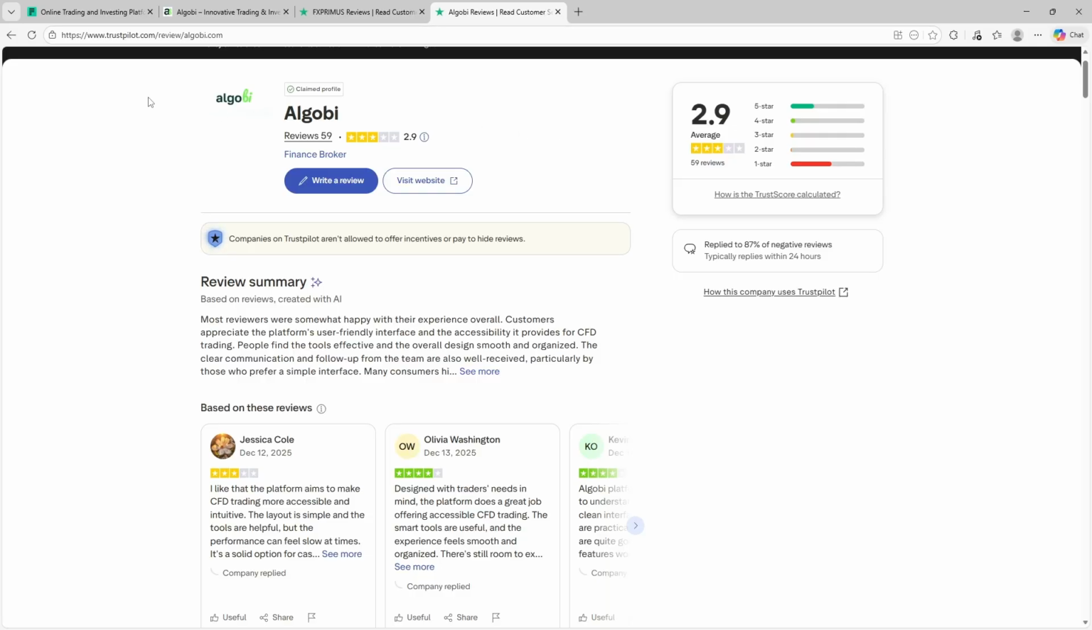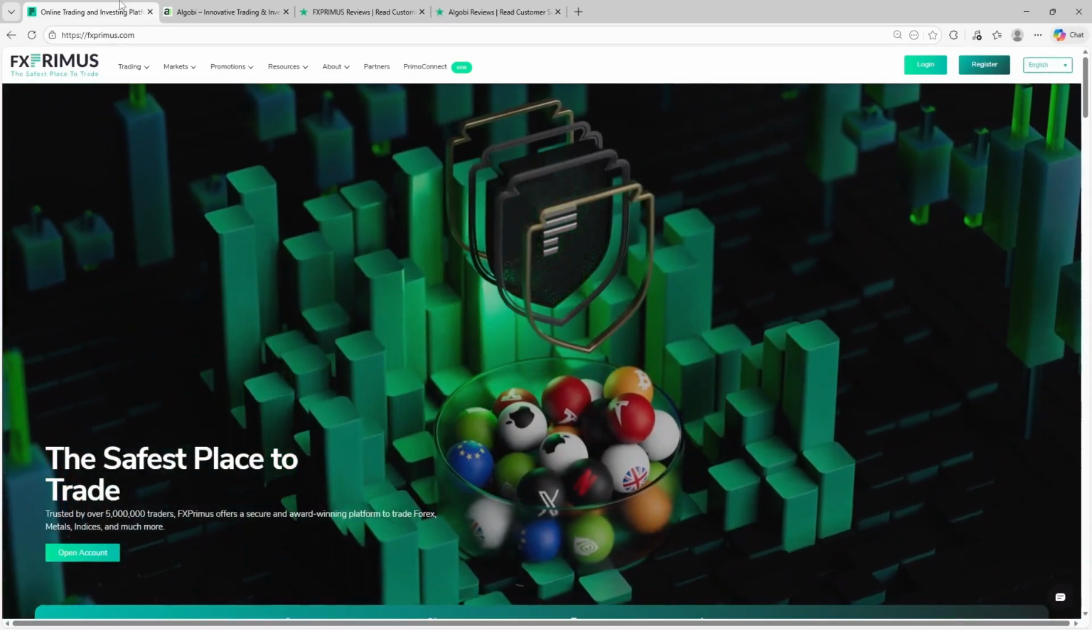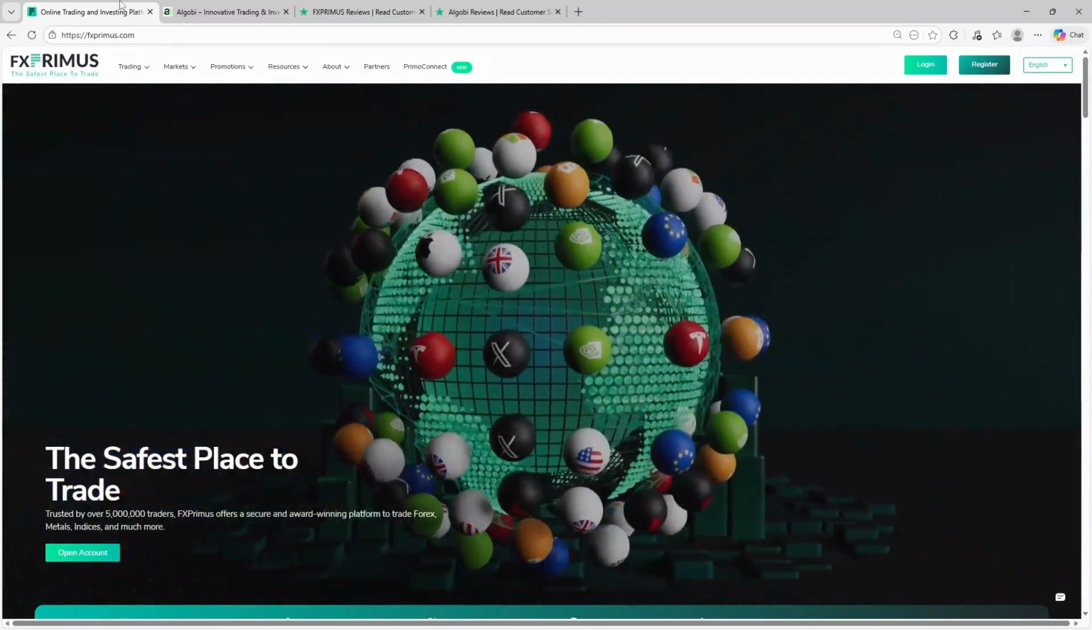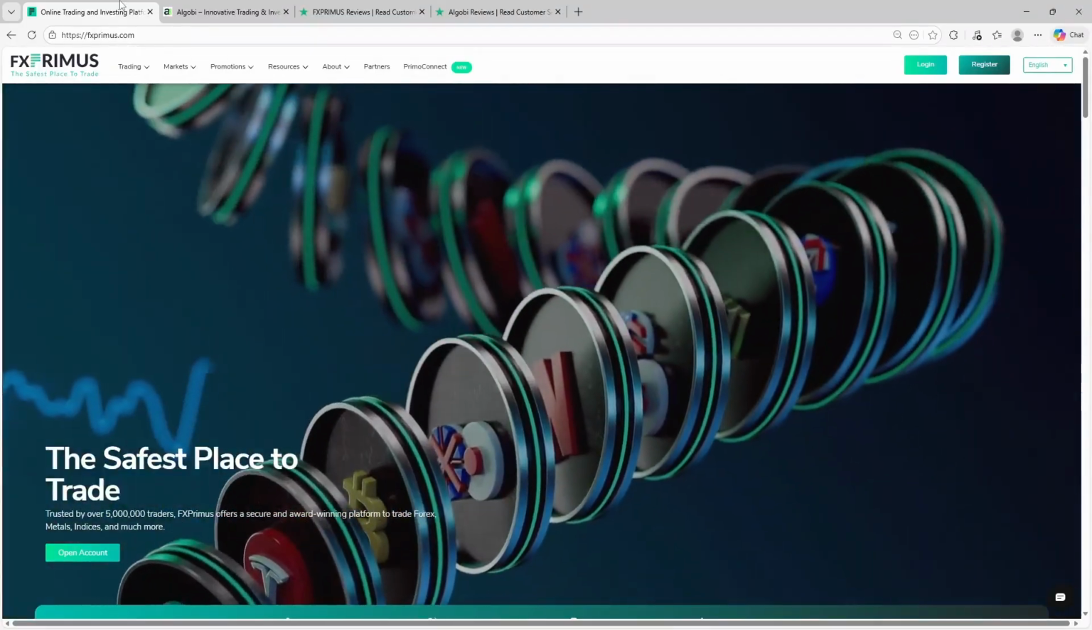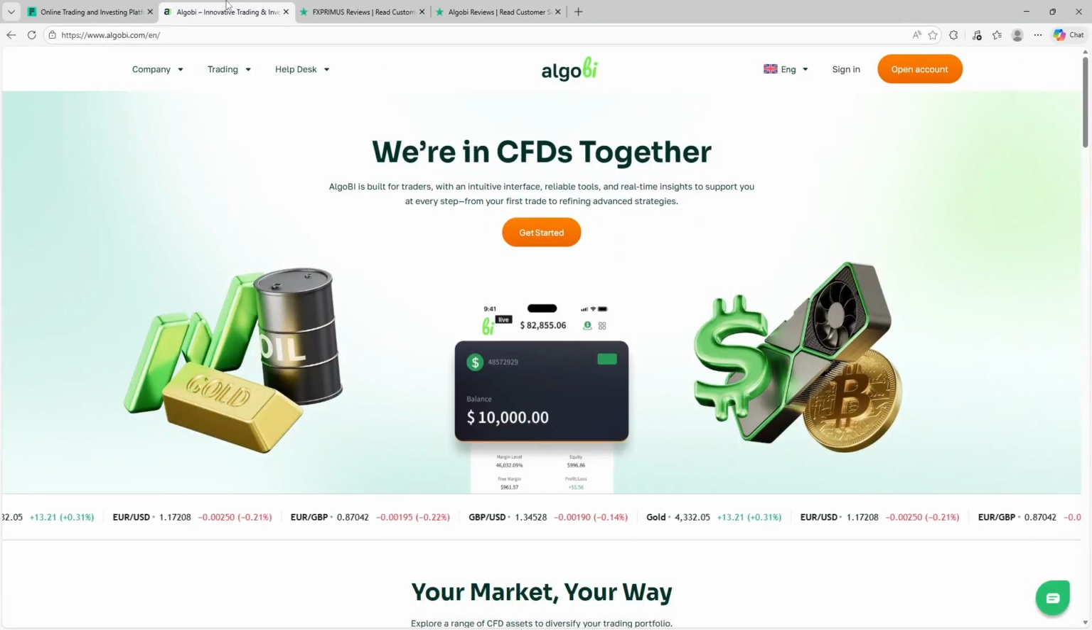Final takeaway: FXPrismus is better suited for traders who want structured account tiers, disciplined pricing behavior, and a service-driven brokerage experience with strong human support. Algobi is more appropriate for traders who value simplicity, tier-based cost improvements, and an accessible CFD platform that prioritizes clarity over complexity. Neither platform is universally superior. The better choice depends on whether you prefer relationship-driven structure or straightforward, progression-based pricing.